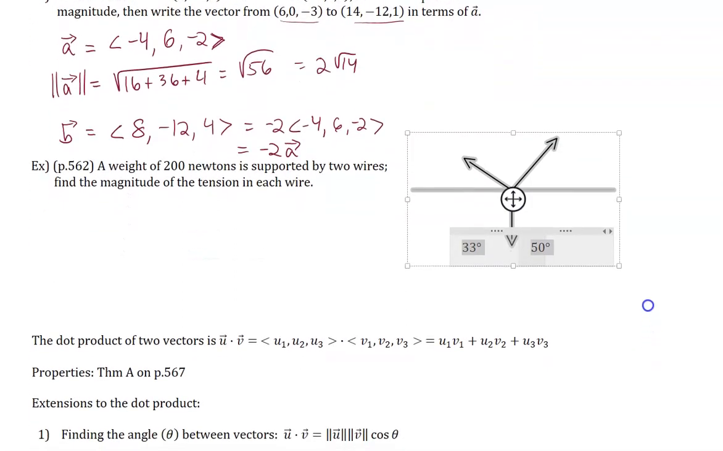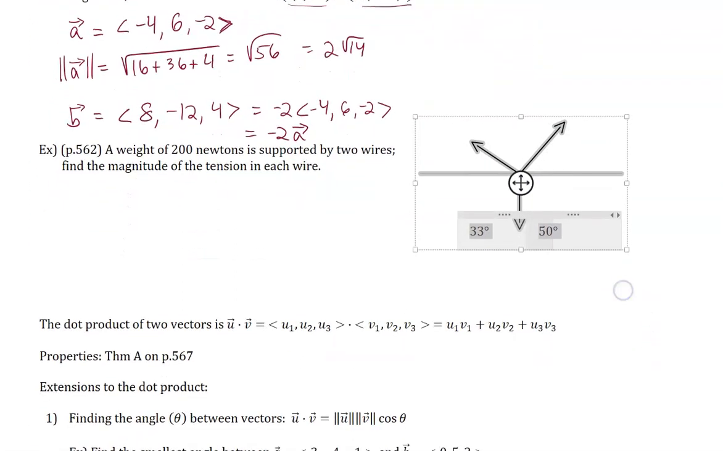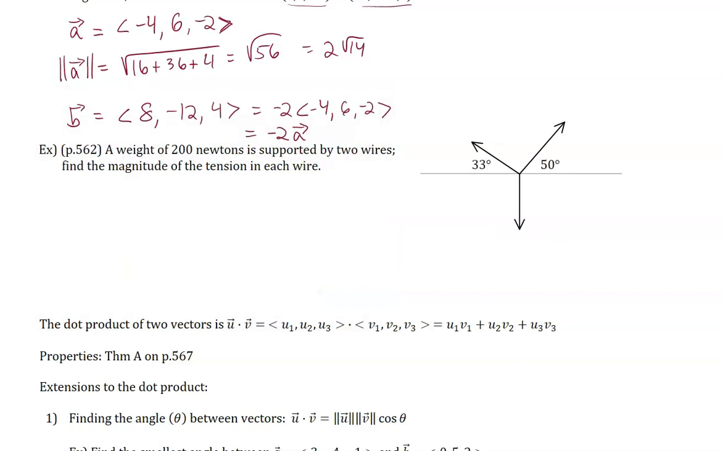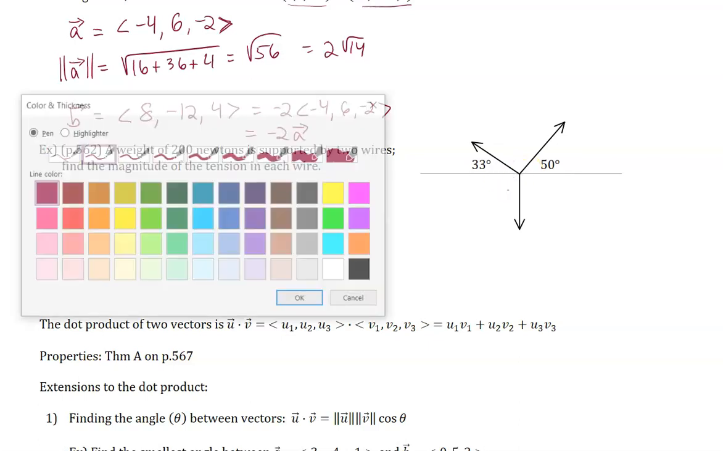Of vectors. Okay, and it does happen to be one of the few instances where we are going to use degrees. So the setup here is that we have a weight that is being suspended by 2 wires. So you can think of the weight being right here.